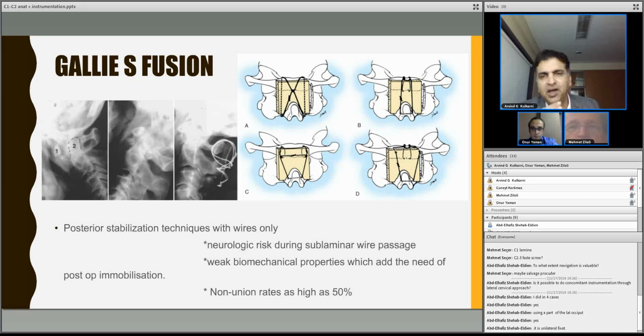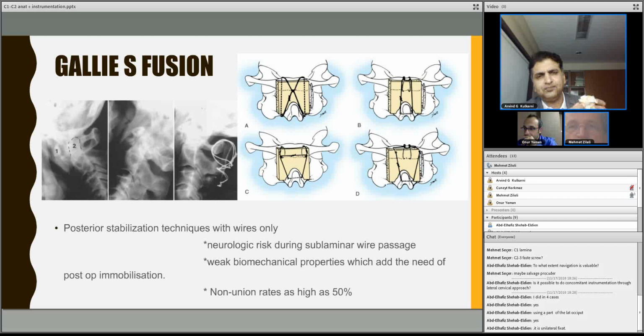So this sat very well between the posterior arch of C1 and the C2 lamina, and we wound a cable around it. It was basically initiated by Gallie, and this particular fixation is good in preventing flexion extension. It gives stability in flexion extension. So the graft prevents extension and the cable prevents flexion.